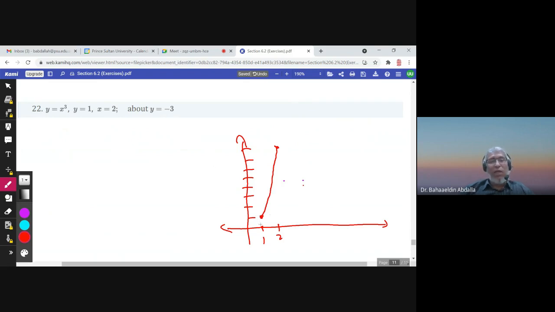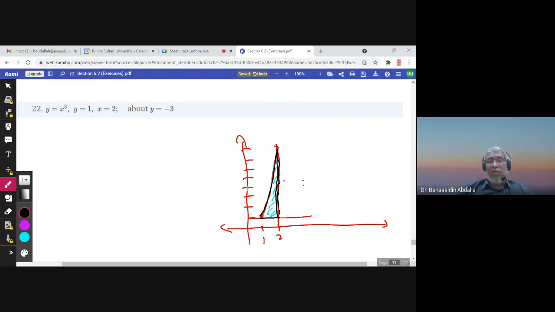And the line y equals 1. This is the line y equals 1. And x equals 2 is this line. So now I can see the region. It is this region, because it's bounded by y equals 1, x equals 2, and the curve y equals x cube. So you need to spend some time making sure that our region is accurate.